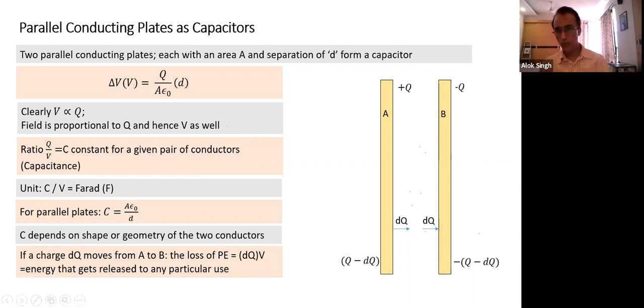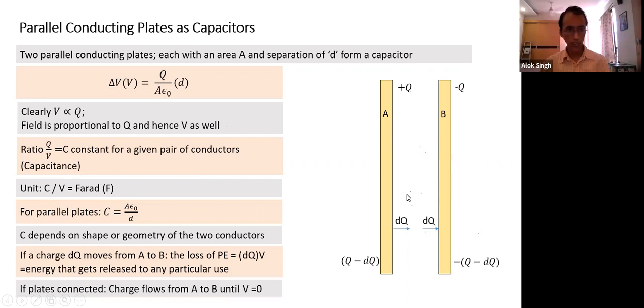So whenever charge moves from the positive plate to the negative plate, energy will get released, which can be put to productive use. If the plates are connected, charge will keep flowing until the potentials become equal. But the initial charge will release more energy. Suppose there are 1000 units of charge. The first unit of charge, when it flows, will release more energy. Later units of charge will release less energy.